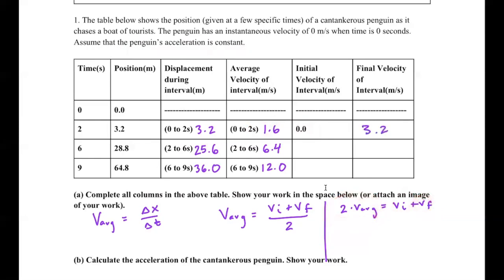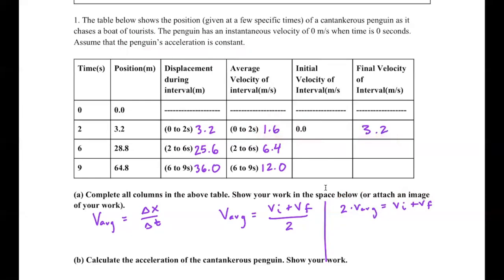I'll write that in. The way to think about that too is that the average velocity always falls at the midpoint of the initial and final velocities if acceleration is constant. So initial 0, velocity increases to 1.6 at the average, so it's got to increase 1.6 again to get to the final velocity. That's what happened there.